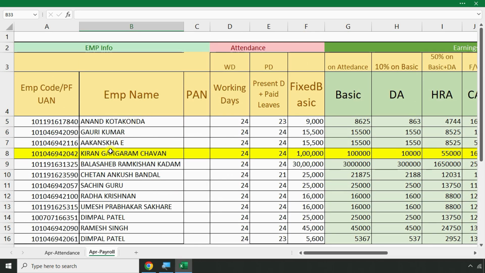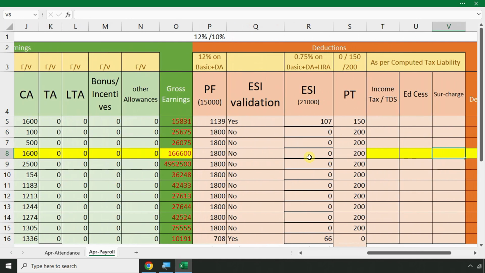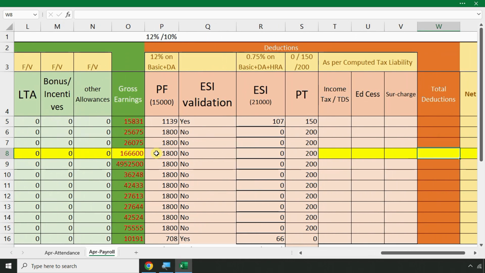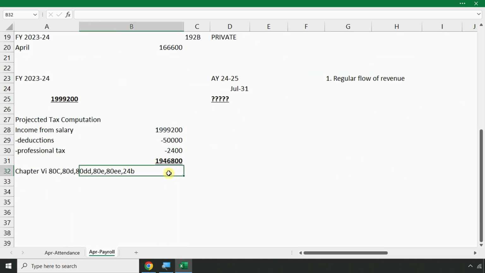You are deducting PF for Kiran Gangaram, right? So you know one deduction is there. He is not eligible for ESI. There is only one, that is how much? Every month, it is an investment in the PF account. It is eligible under section 80C.